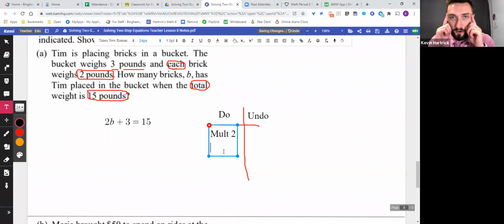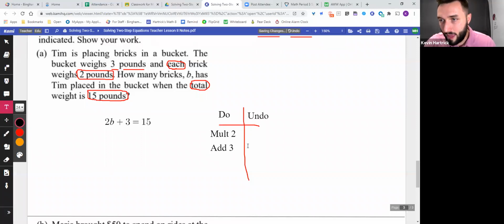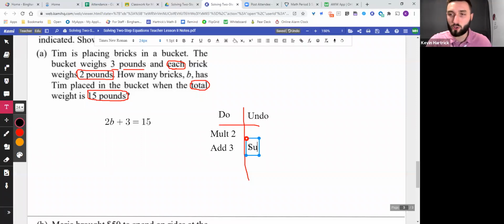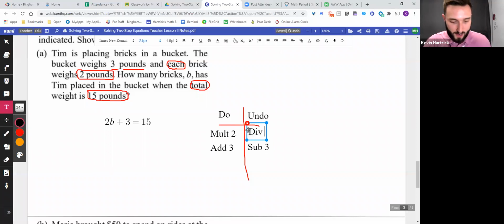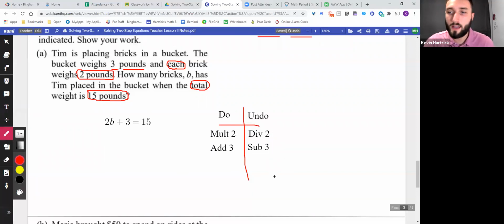So I should be thinking already, first thing that is being done to this variable b is multiplied by 2. And the second thing that is done to this is add 3. Knowing that, I'm going to undo by subtracting 3 and by dividing by 2. This is a very typical two-step problem. These are very typical steps. And remember, the undo goes from bottom to top.